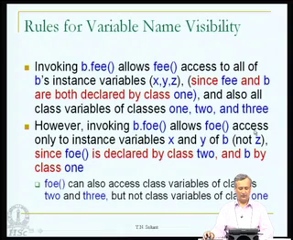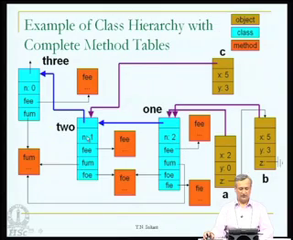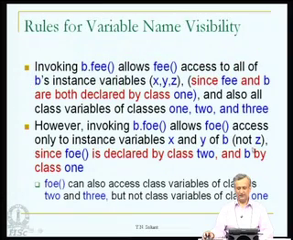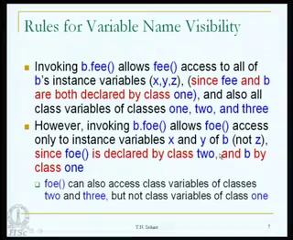Invoking B dot fo allows fo access only to instance variables x and y of B. It does not allow access to z, because it never knew that there is something called z. Z actually belongs to 1, which is what the objects we create are instances of, whereas this fo belongs to class 2. So, class 2 has no information about class 1 as such. So, z of B is not accessible to this fo. So, since fo is declared by class 2 and B is declared by class 1, fo can also access class variables of classes 2 and 3, but not class variables of class 1. So, this is what we explained just now.